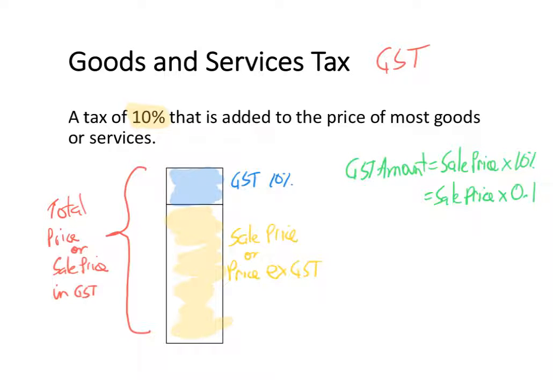So including your GST amount, the total price that you are paying for your item has 11 components. One component of that is GST, so 1/11, and 10/11 of that is going to be the original sale price. So the total sale price is your 11/11, or your whole price.